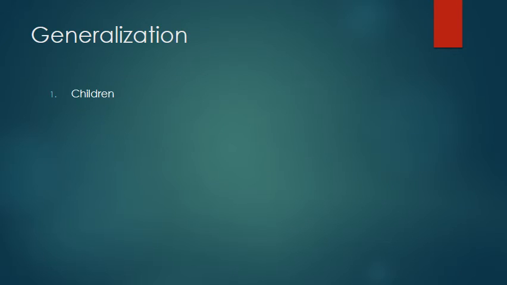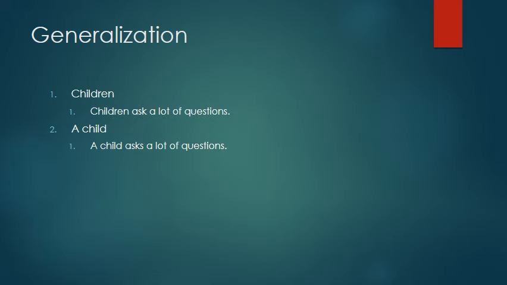So let's take a look at this, right? So here we have the word children. This is a plural form. What's something general that you can say about children? Here's an example. Children ask a lot of questions. It's not about a specific child, but children in general. I can write this same sentence using a child. So I would say a child asks a lot of questions. I'm not talking about any specific child, I'm just speaking generally.